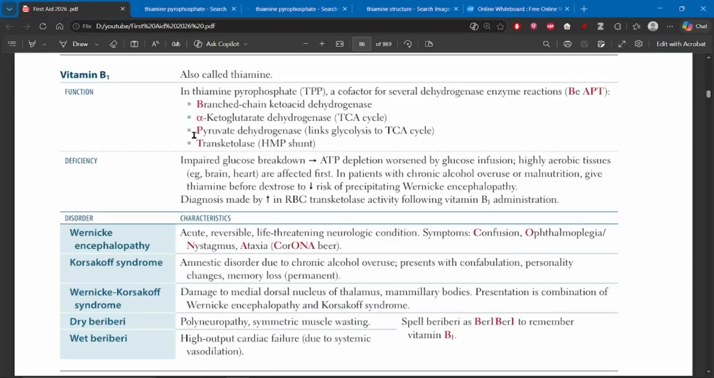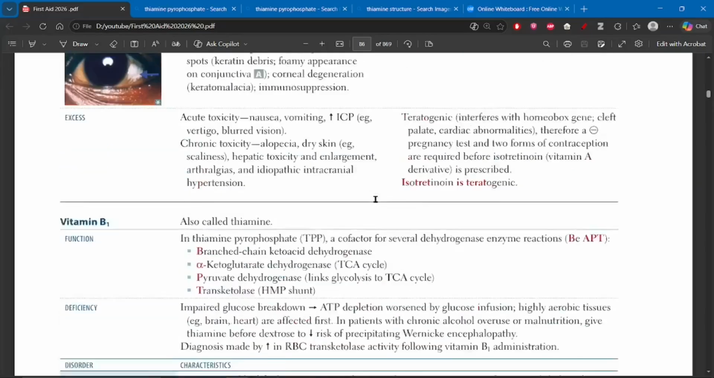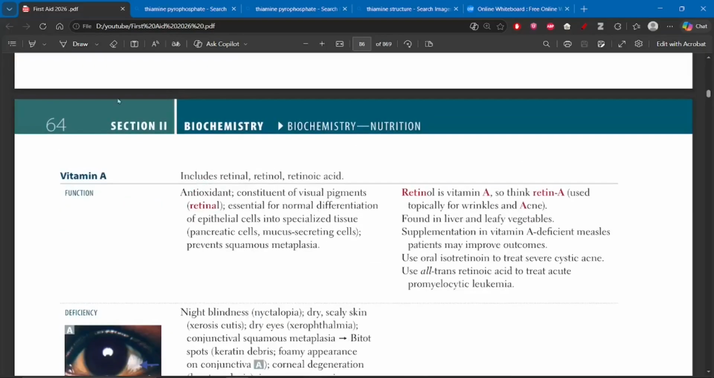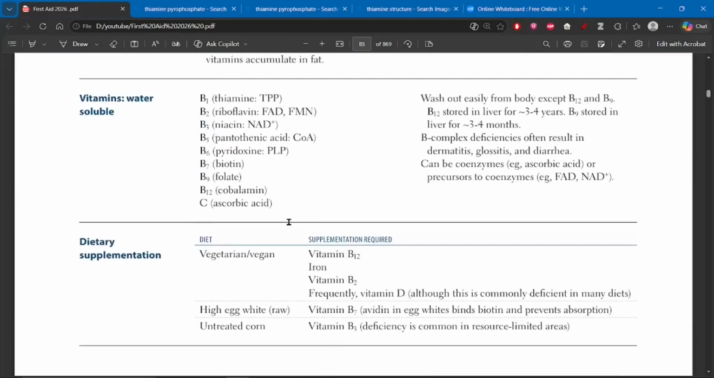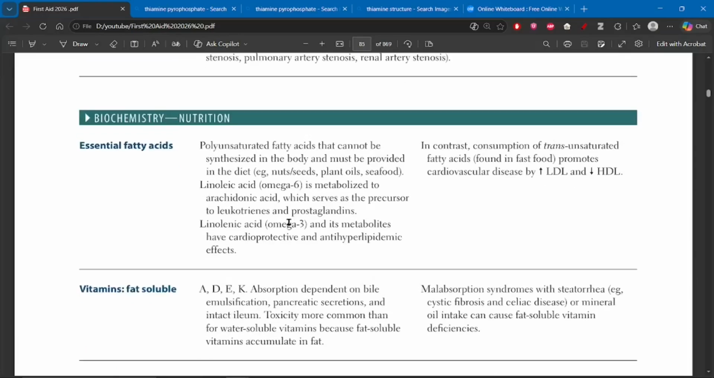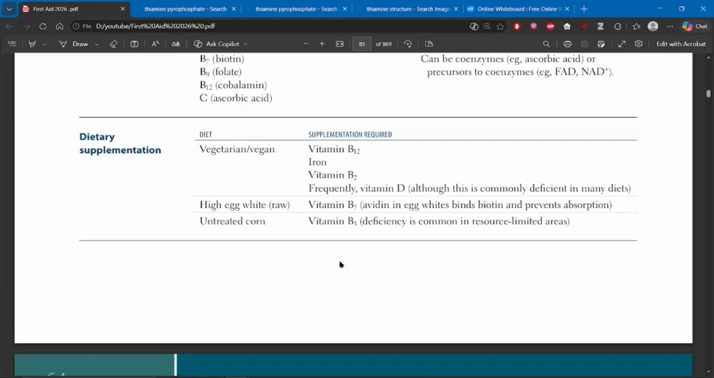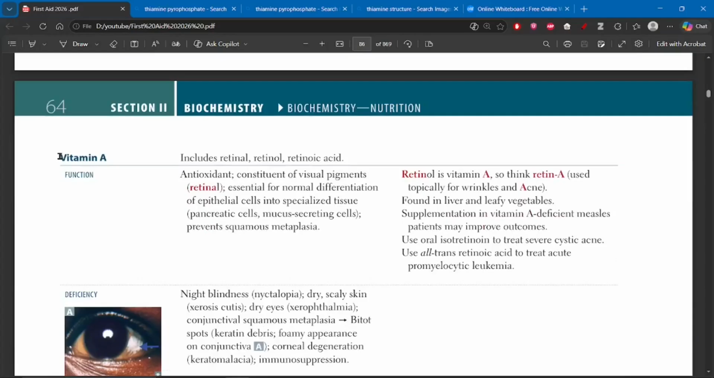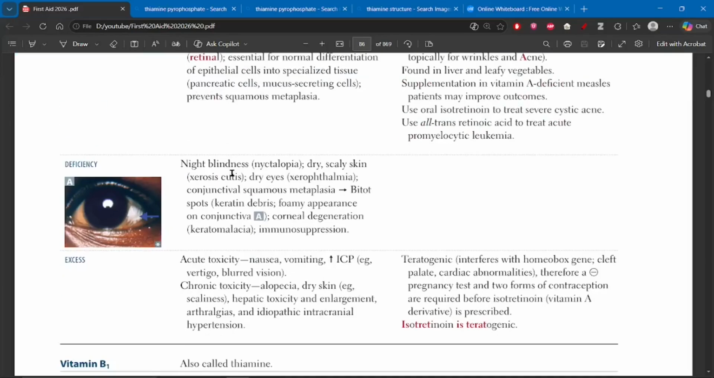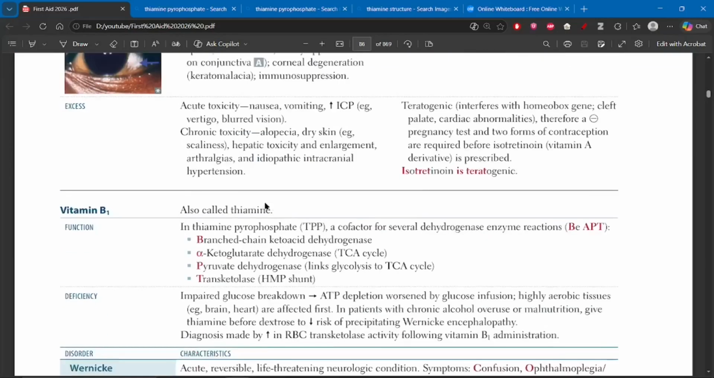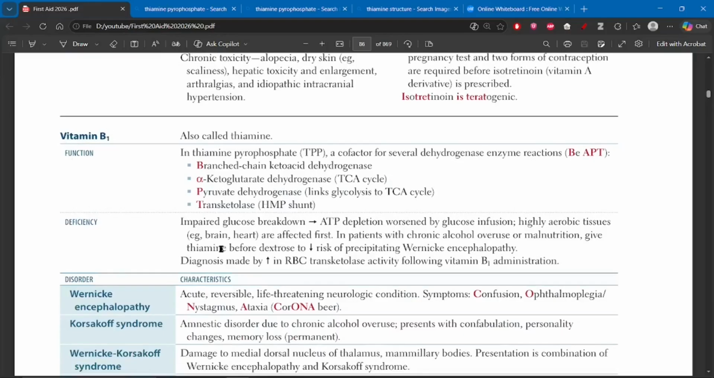Okay, so we are continuing with our nutrition lecture. In the last lecture, we covered our nutrition section till vitamin A. So we're not that far off, just a bit of an introduction. And the first vitamin, which is vitamin A, we covered these parts extensively. Now we are moving towards the vitamin B complex.